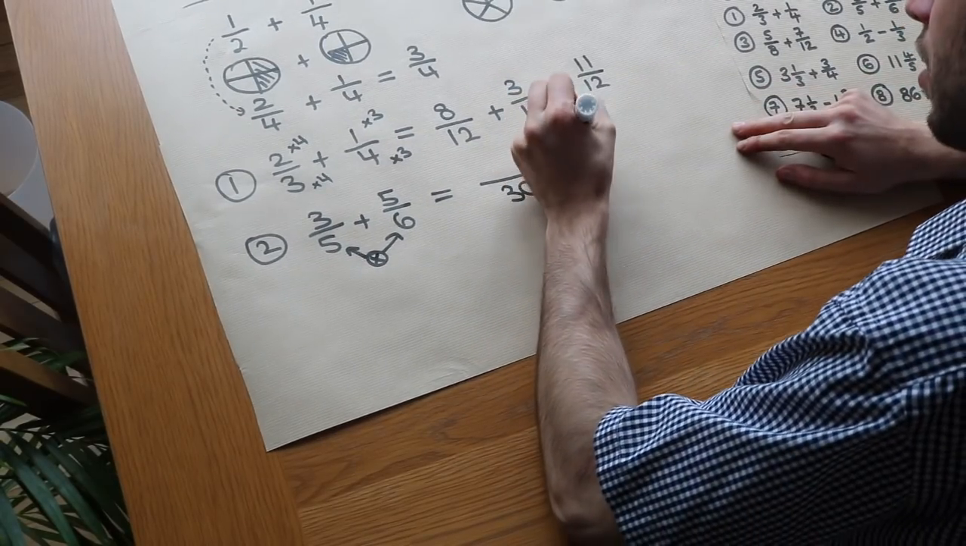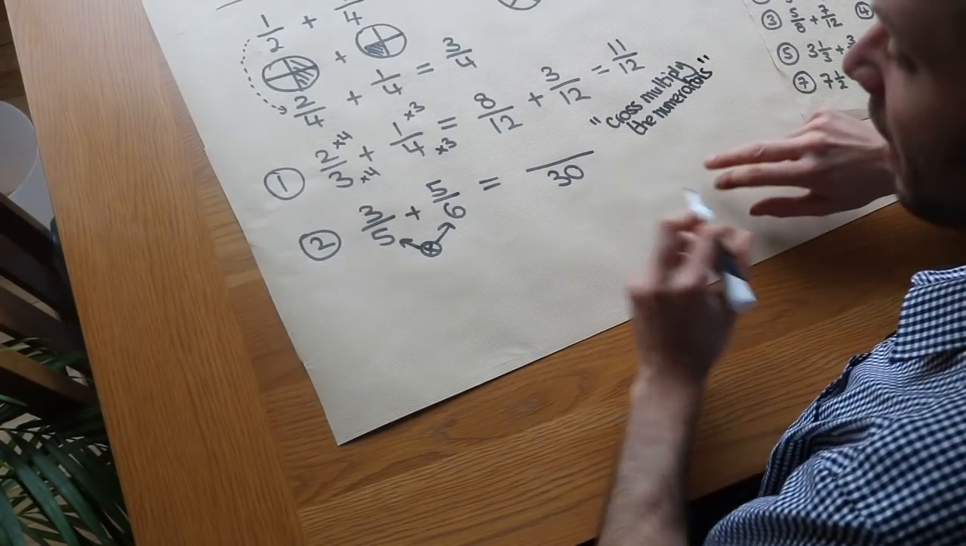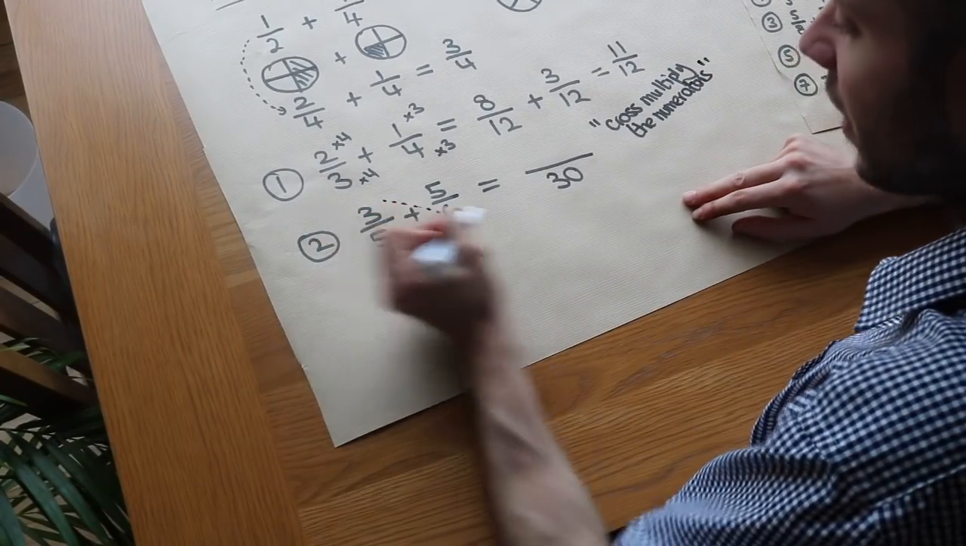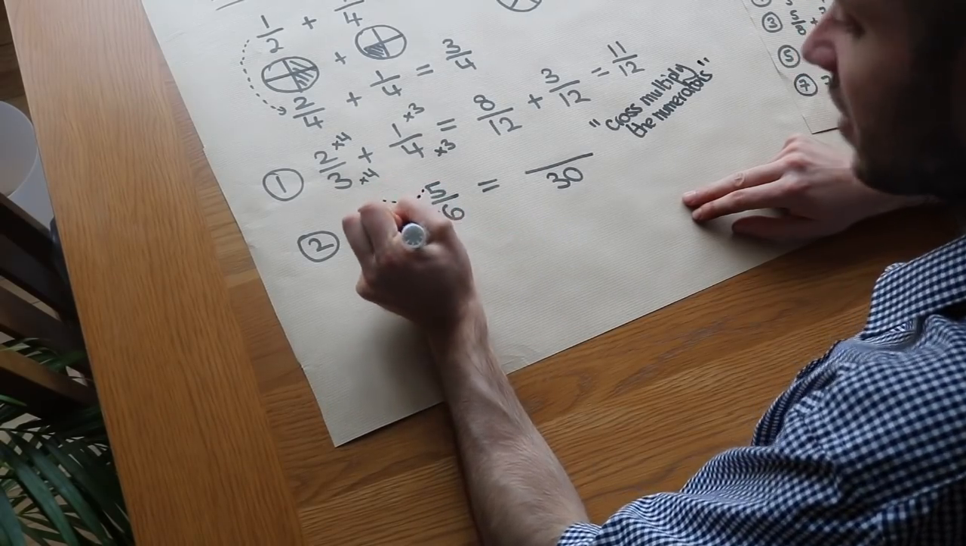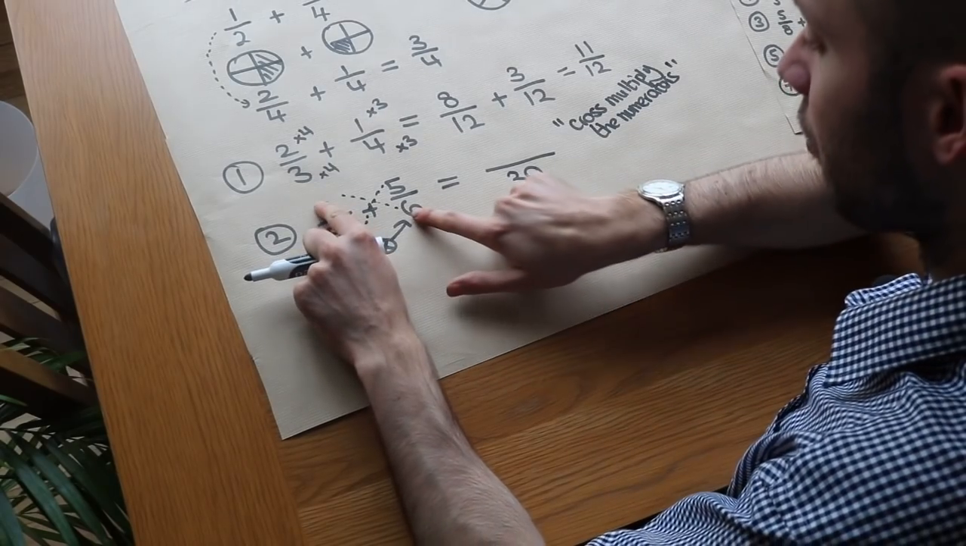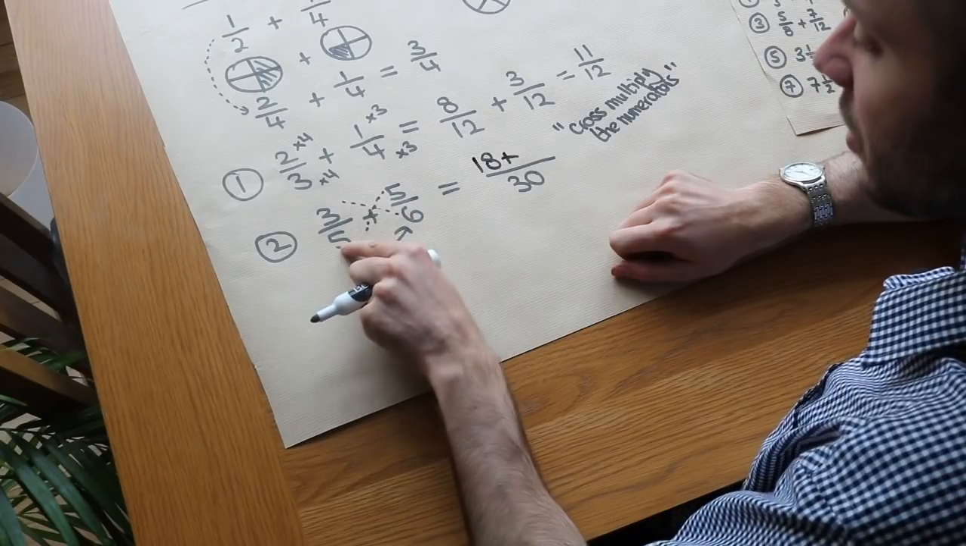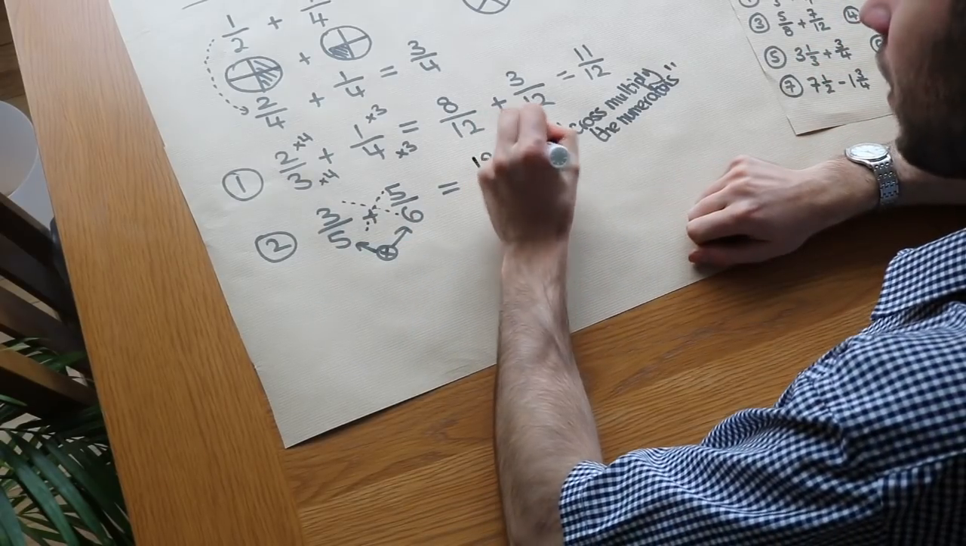Let me write that down. Cross multiply the numerators. And what that means is I do this times this plus this times this. Can you see that sort of cross? That's why it's called cross multiplying. So I do the 3 times the 6, which is 18, plus the 5 times the 5, which is 25.